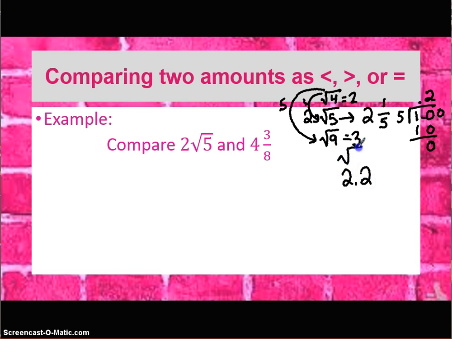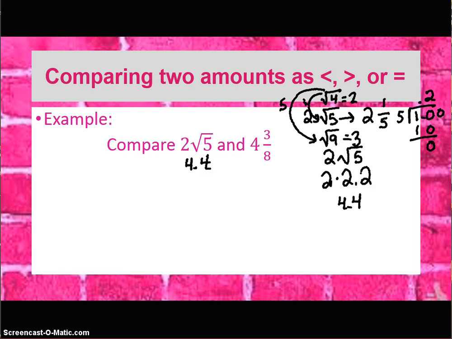2.2. But our question did not just say the square root of 5, it said 2 times the square root of 5. So we can do 2 times 2.2. 2 times 2.2 is 4.4. So this is 4.4.